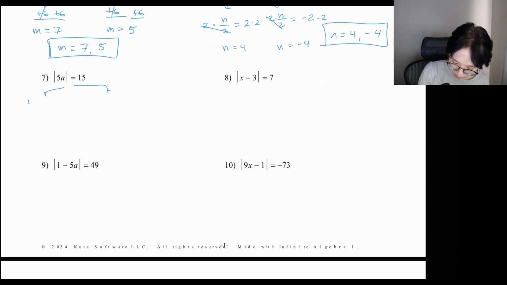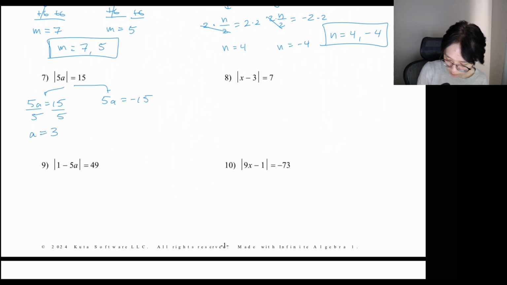Two different equations. 5a equals 15, 5a equals negative 15. Divide both sides by 5. A equals 3 over here. Divide both sides by 5. A equals negative 3 over here. A equals 3, negative 3.